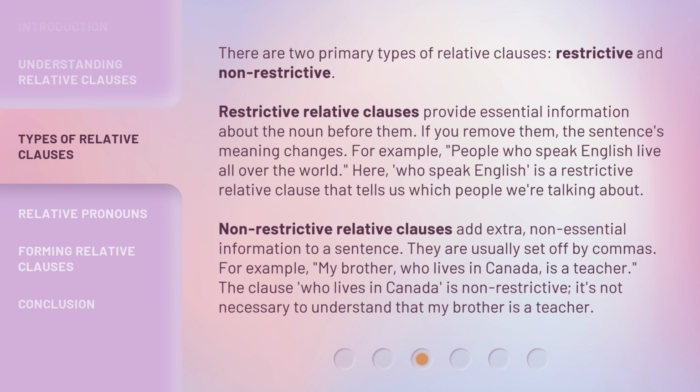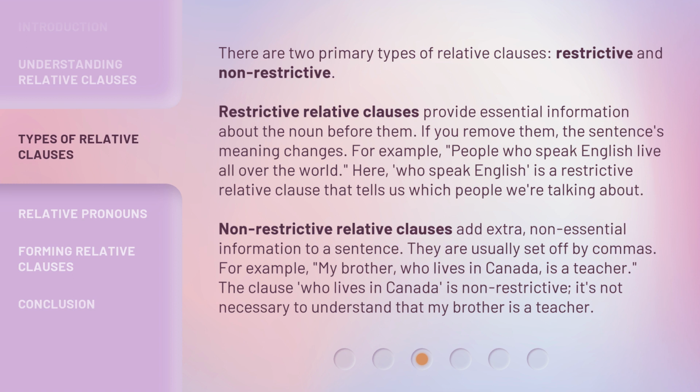There are two primary types of relative clauses, restrictive and non-restrictive. Restrictive relative clauses provide essential information about the noun before them. If you remove them, the sentence's meaning changes. For example, people who speak English live all over the world. Here, who speak English is a restrictive relative clause that tells us which people we're talking about.